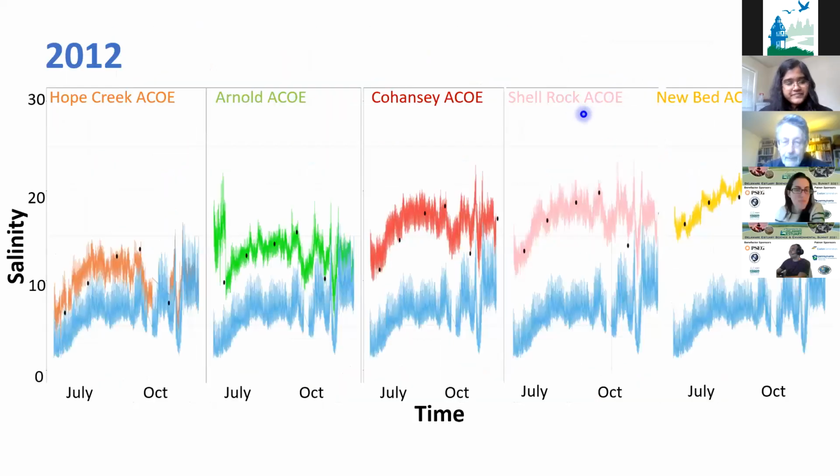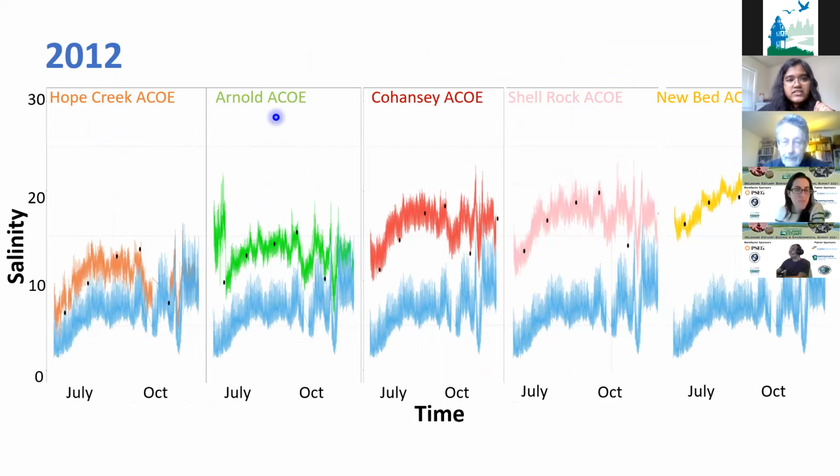So here in the x-axis, we have time. In the y-axis, we have salinity. And the blue lines are representing Reedy salinity. So the first column is for Hope Creek. The orange colors are representing Army Corps measurements of salinity at Hope Creek Station, and the black dots are for Haskin Lab measurements at Hope Creek Station.